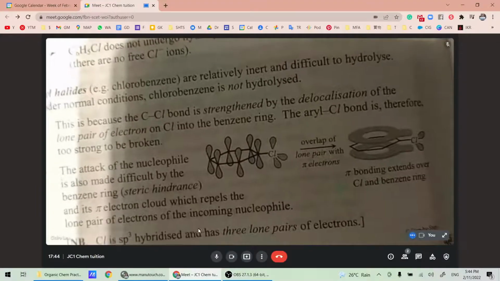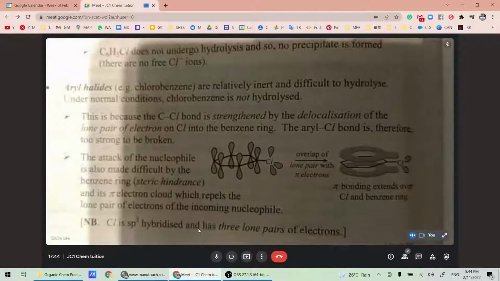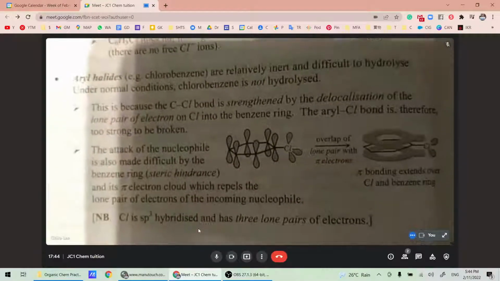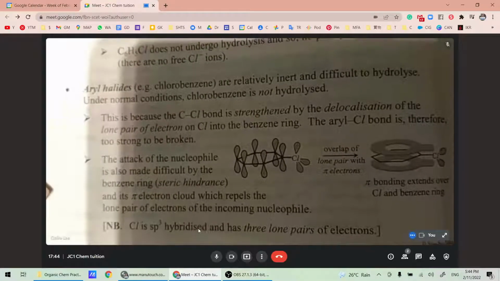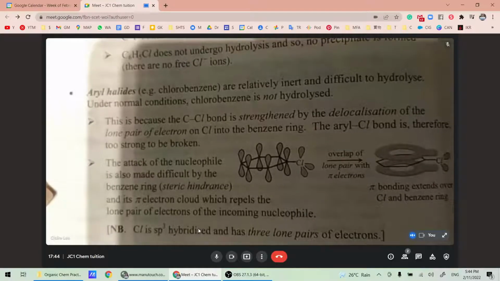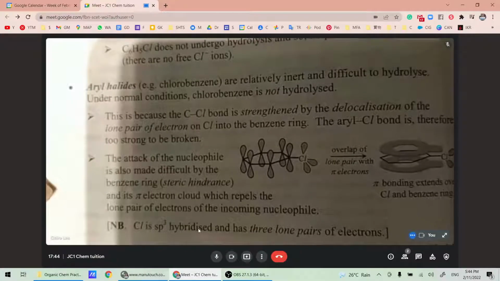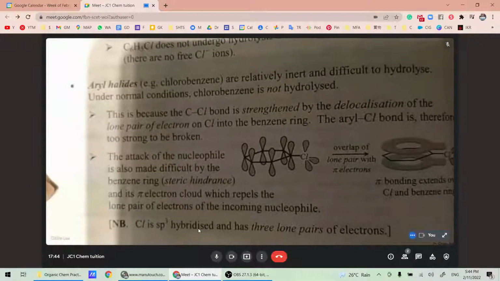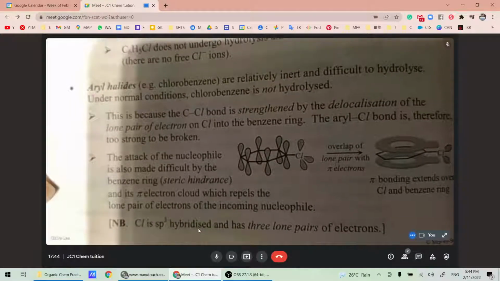So again, because the C-Cl bond is strengthened by the delocalization of the lone pair of chlorine into the benzene ring, you can also say the p orbitals of chlorine with the pi orbitals of the benzene ring. All right, then the aryl C-Cl bond, or the benzene with the chlorine bond, is too strong to be broken. Attack of the nucleophile is also made difficult by the steric hindrance caused by the benzene ring, and the pi electron clouds will also repel the lone pairs of the incoming nucleophile.